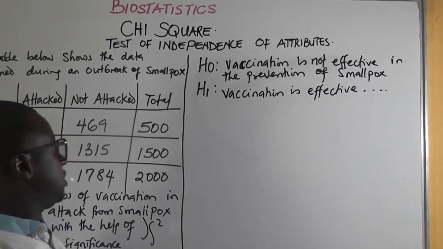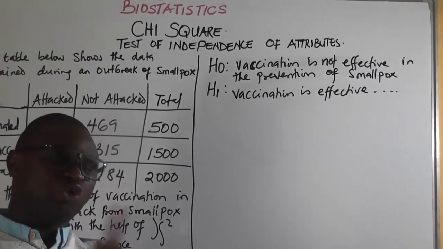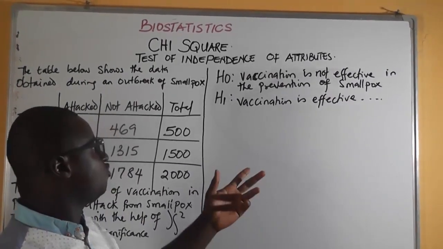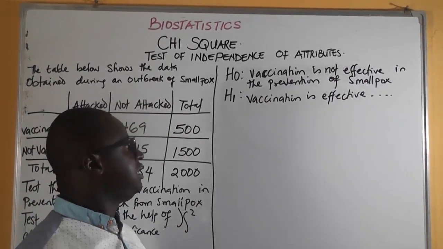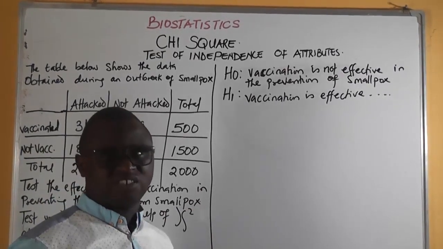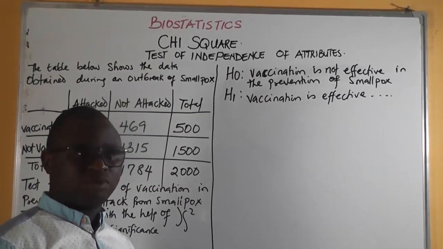So, just by way of introduction, null hypotheses are hypotheses that state that there is no significant relationship between the variables in question. So we have two variables. One variable is vaccination, and the other is the attack of smallpox. So the first one we are saying that vaccination is not effective. Alright, so now we have done the first step in hypothesis testing.